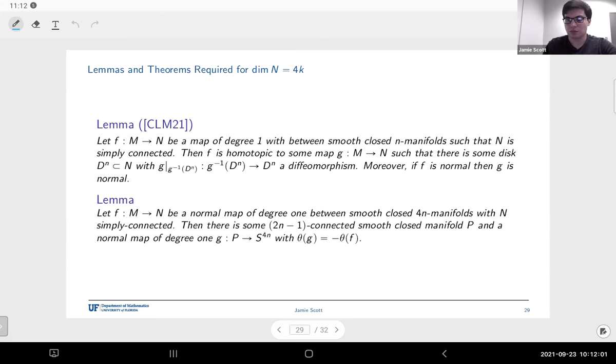And then I have a lemma under that. And it basically says that if I have a degree one map between smooth closed 4n-manifolds that are simply connected, then there's some (2n minus 1)-connected smooth closed manifold P and a normal map of degree one from P to the 4n sphere that has the opposite surgery obstruction of F. And I proved this myself, constructing it from M_E8, but I couldn't find a reference to a closed plumbing theorem. If anybody knows of one, I'd love to hear about it. I just couldn't find one when I was doing this research.